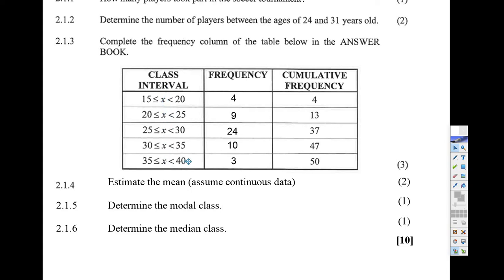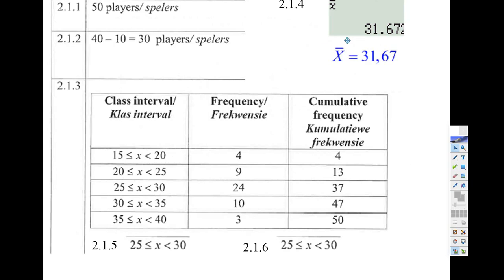You put those values in, and then after you put in all the data and checked it, you hit AC, and then you go back and go Shift Stat, and you look for the variance, and then you look for that x bar. And what do you get for the x bar? You get 31.67. That's your answer for the estimated mean.